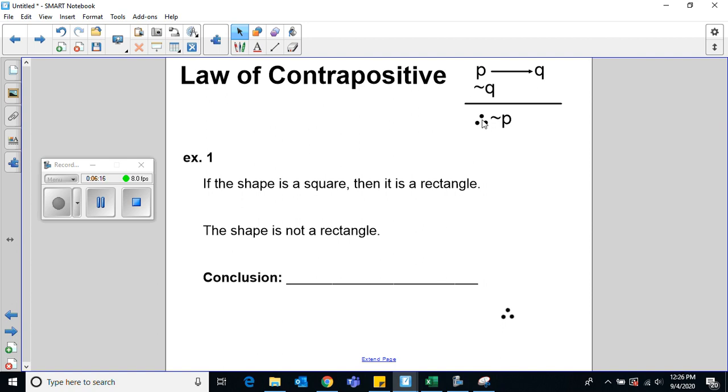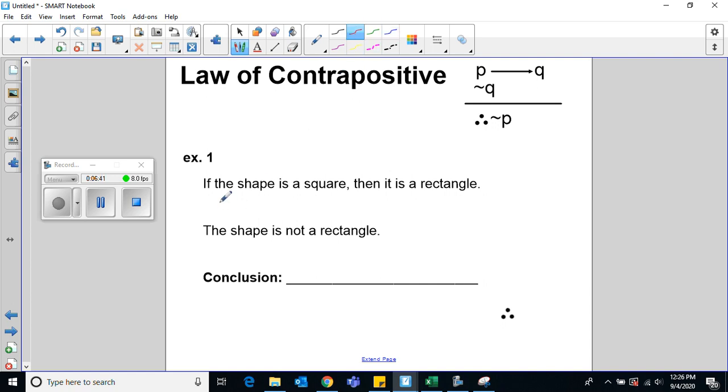So remember, contrapositive was the flip and negate. So we take our original, and yes, it's kind of broken apart like the law of detachment, but now we're flipping the order and negating them. Okay, so let's go ahead and try diagramming, and we're going to do it the same way. So example 1: if the shape is a square, then it is a rectangle. The shape is not a rectangle. So let's see if we can come up with a conclusion.